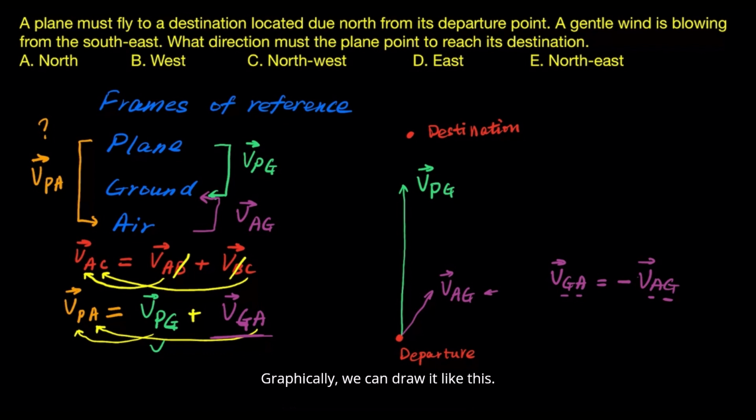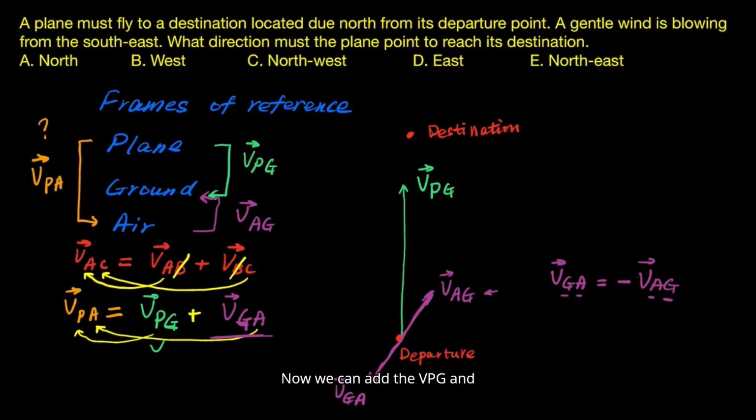Okay? Graphically, we can draw it like this. They have the same length, but opposite direction. So this is Vga. The velocity of the air relative to the ground is the opposite of the velocity of the ground relative to the air. What does this mean? If you are viewing the air from the ground's point of view, you will see the air is moving this way. If you are staying in the air somehow and looking at the ground, you will see the ground is moving in the opposite direction, right?